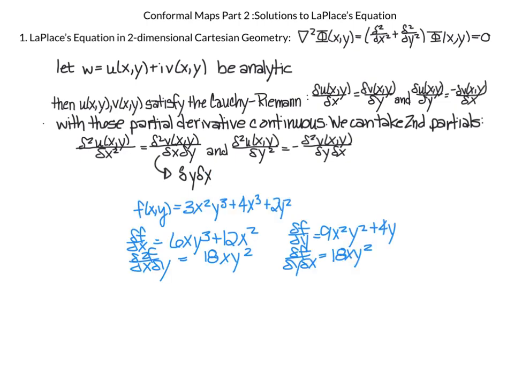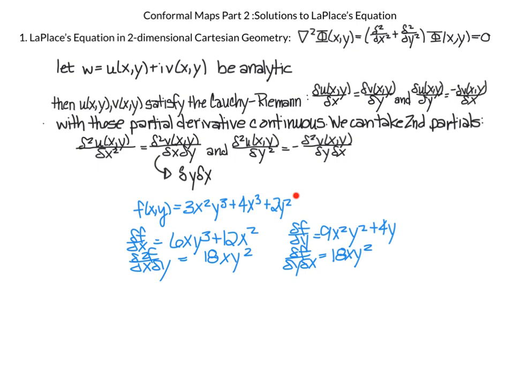And a quick example, in case you've forgotten this from vector calculus, if we have a function f of xy equals 3x squared y cubed plus 4x cubed plus 2y squared, partial derivative of f with respect to x, so treating y as a constant, we get 6xy cubed and then our 12x squared. And now if we take the partial derivative of this with respect to y, in other words, that's d2f dx dy, with respect to y will give us 18xy squared. This goes away since it's not dependent on y.